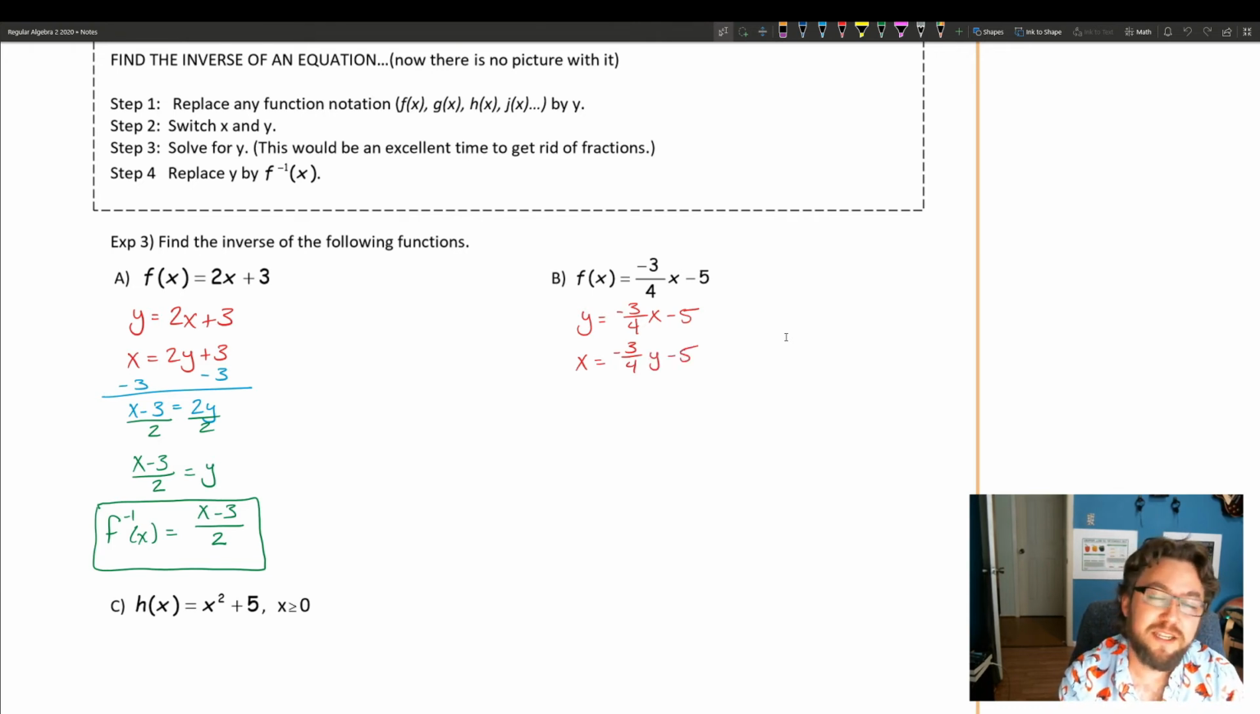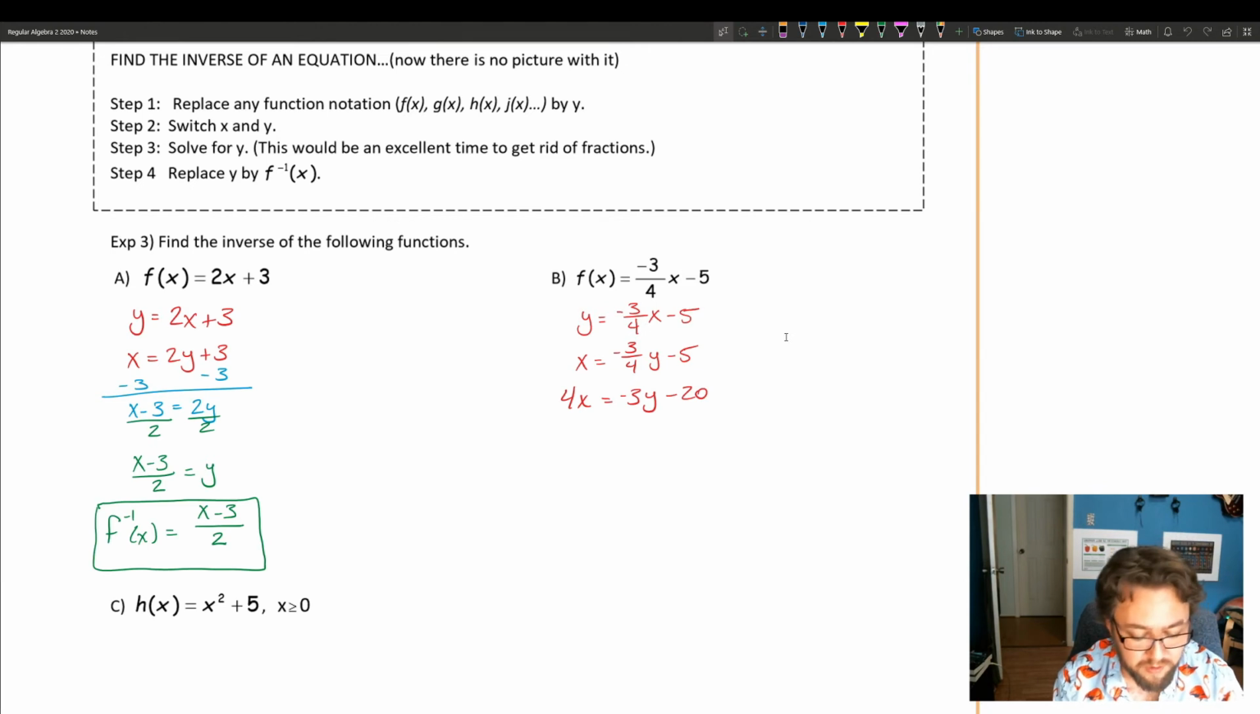I could start working here, but I don't like the fraction in there, so I'm going to go ahead and get rid of it. And I'm going to do that by multiplying all of the terms by the denominator of the fraction, which is 4. So 4 times x would be 4x. 4 times negative 3/4 would be negative 3. The numerator just kind of falls out. And then 4 times negative 5 is negative 20.